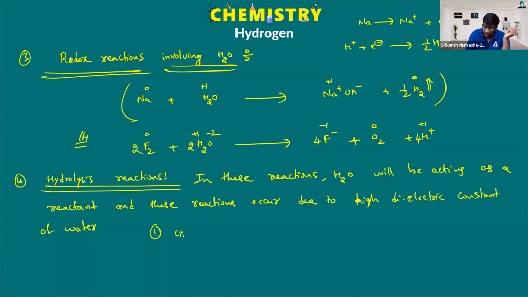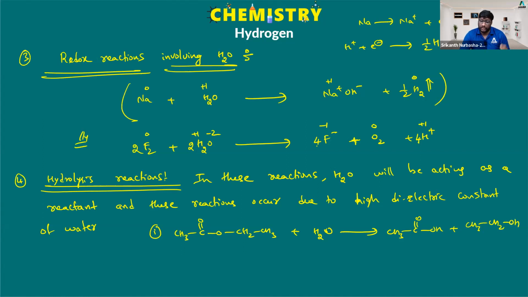So you can think of the ester CH3, C double bond O, OCH2CH3. That is hydrolysis of ester I'm talking about. Reverse is esterification. This is hydrolysis of ester. You will form CH3, C double bond OH plus CH3CH2OH.